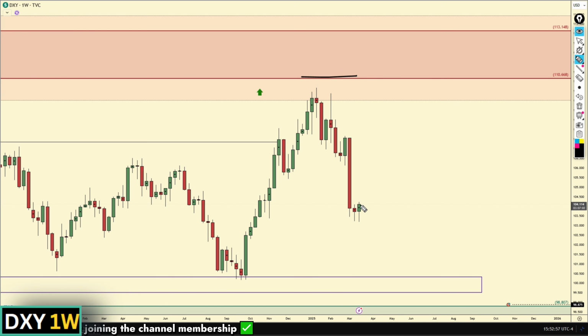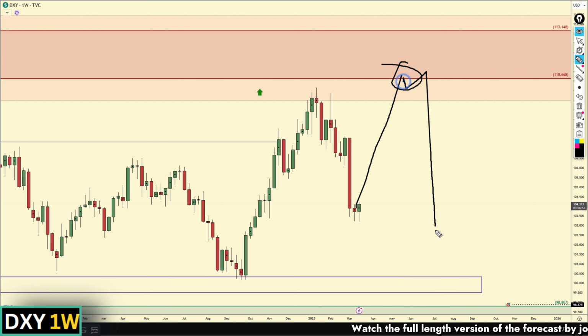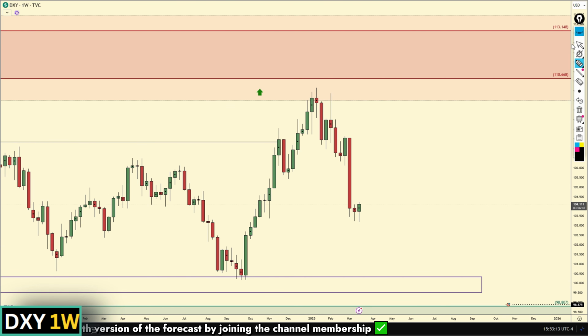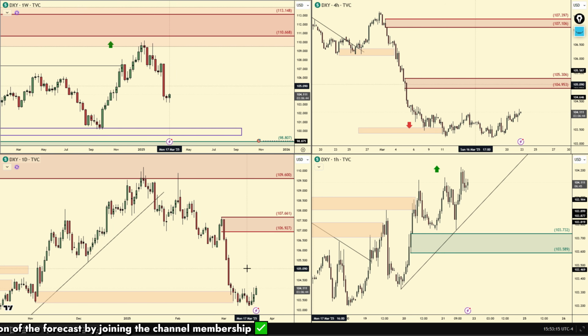I want to say it is possible the big players want to push price lower, below 100 on the dollar, but it is possible they want to push price up to supply first, to get more shorts before they do that. So this move is possible, but honestly, over the past couple weeks, all signs have really been pointing to the downside on the DXY.